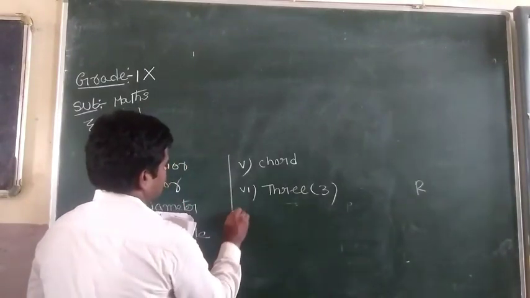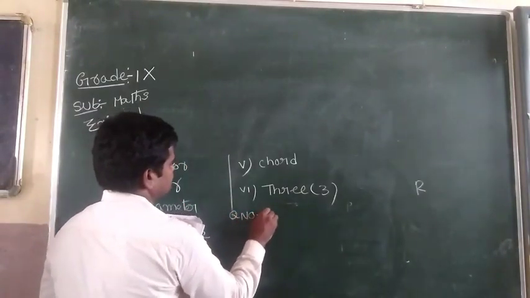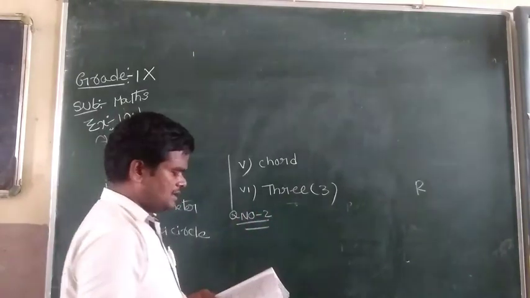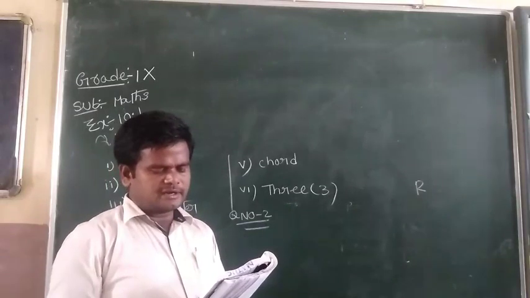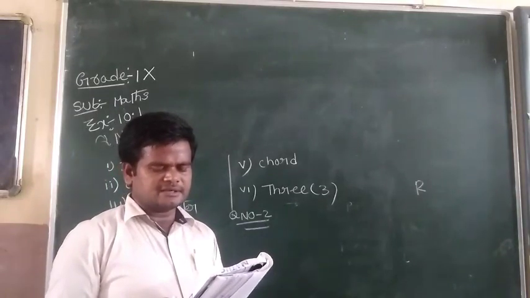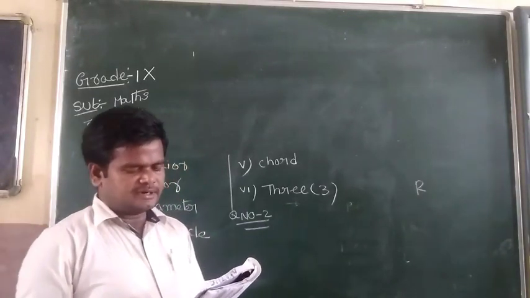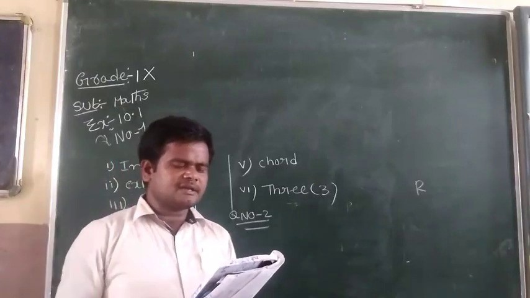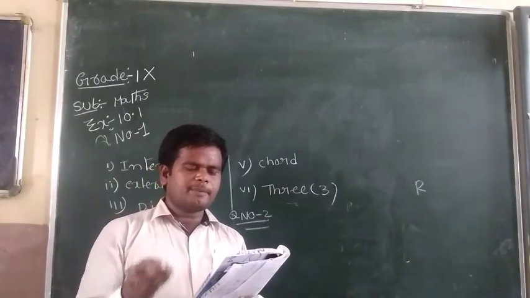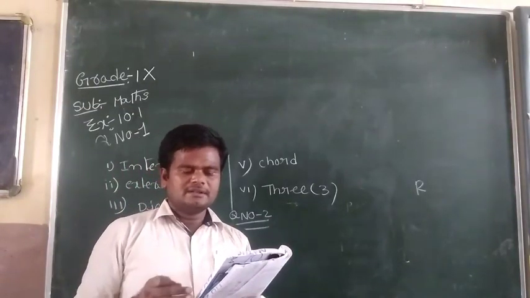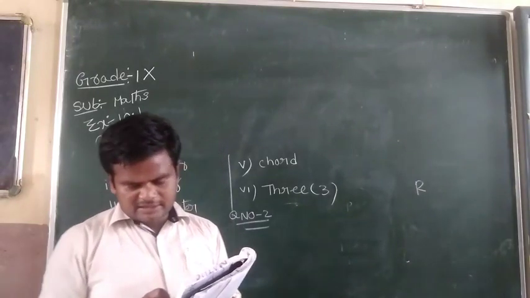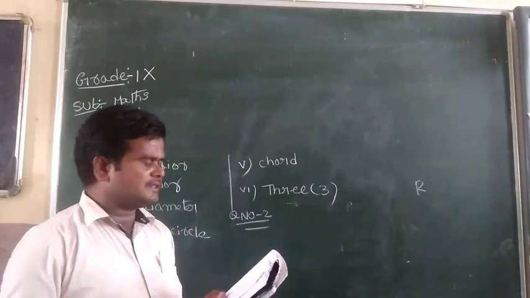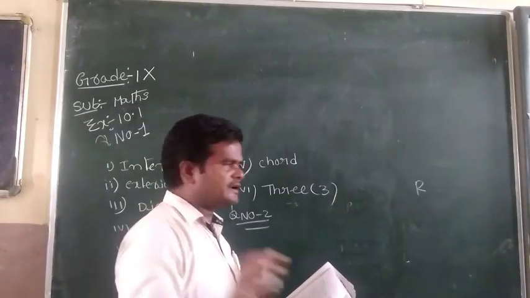This is question number 2. True or false? A line segment joining the center to any point on the circle is the radius of the circle. It is given that. So what is the definition of radius?